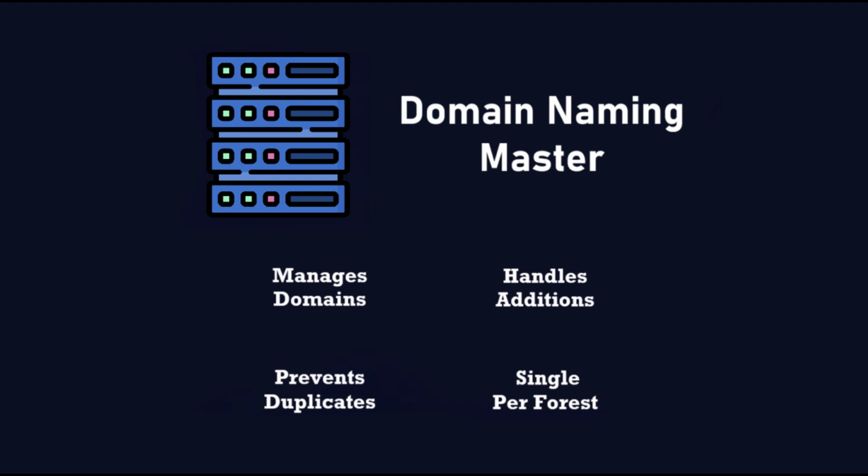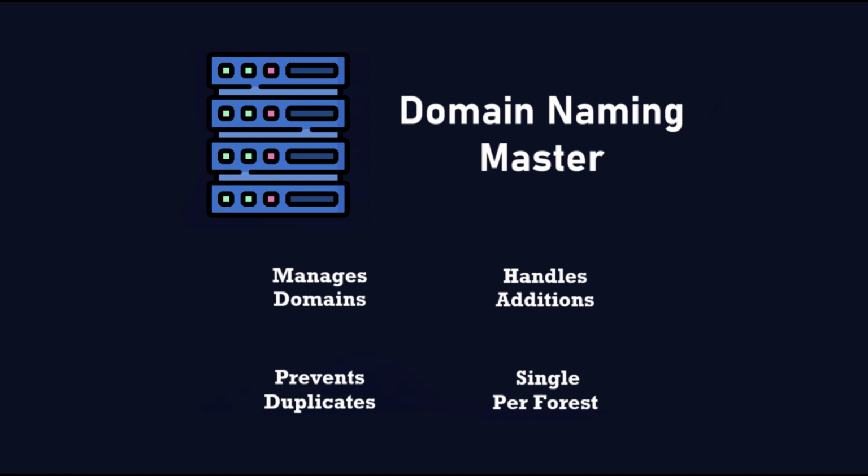It's to maintain the integrity of the Active Directory structure. The domain naming master ensures that no two domains in the forest share the same name. That's basically the whole point of the domain naming master role. This prevents conflicts and ensures a unique namespace across all domains. And it's the same feature as the schema master role, a single per forest one.